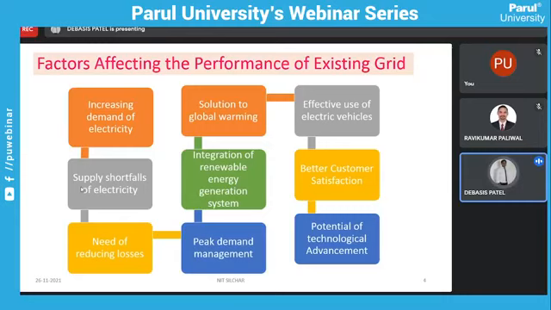Then coming to the solution for global warming. Global warming is day by day increasing because our carbon monoxide footprints are increasing in our environment, because our thermal power plants are continuously running, emitting carbon monoxide, and they are not able to check the quality of production of electricity either. So these are the problems in our existing electrical grid.